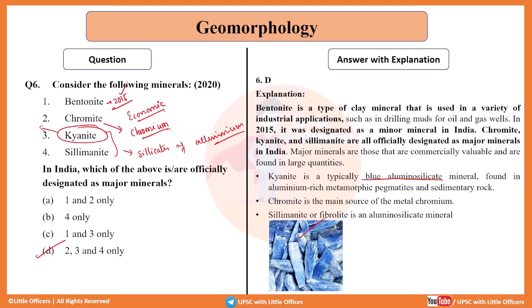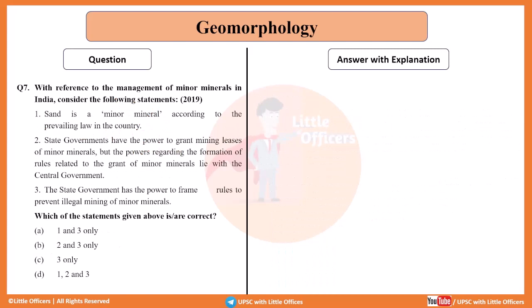This is how it looks. Chromite is the main source of the metal chromium, as we have discussed, and sillimanite is also an aluminosilicate mineral.